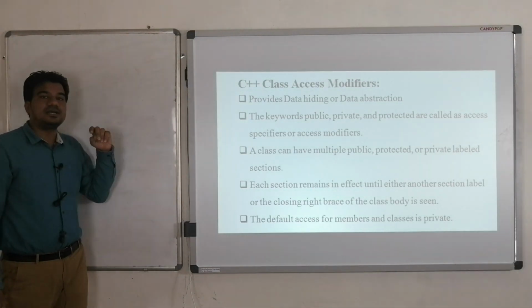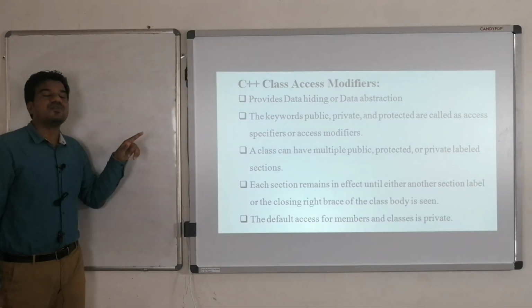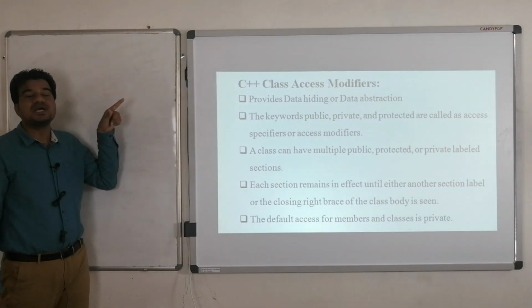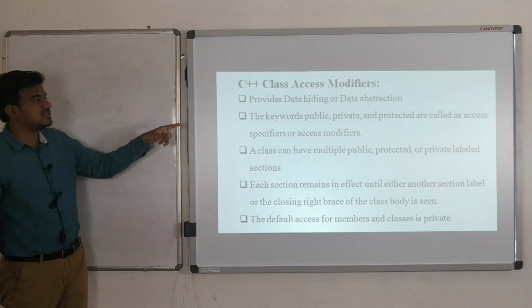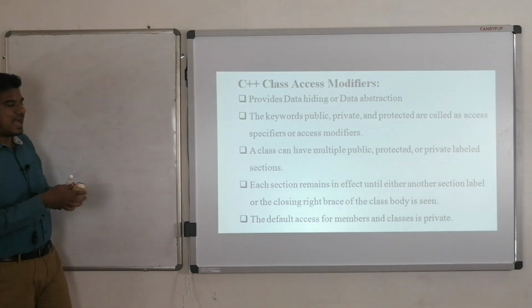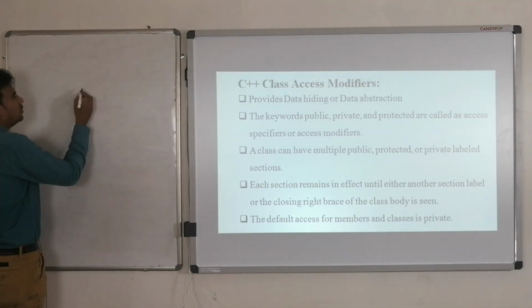So in order to provide the security to the data, we are using access modifiers or access specifiers. We call them access modifiers or access specifiers. We have two names.